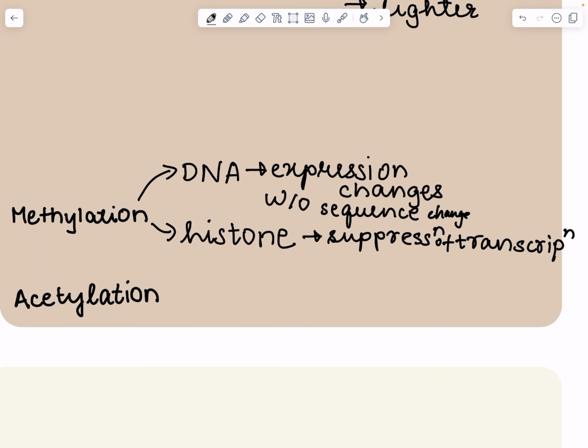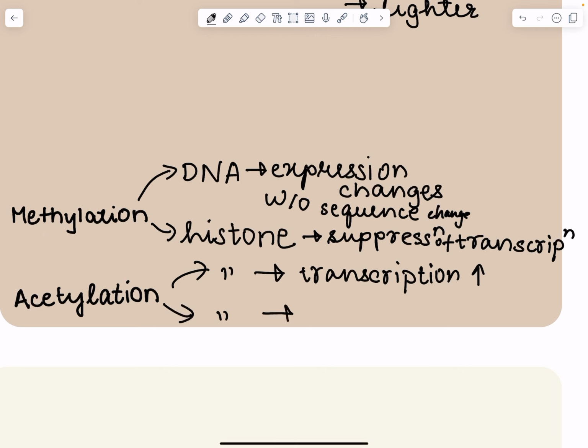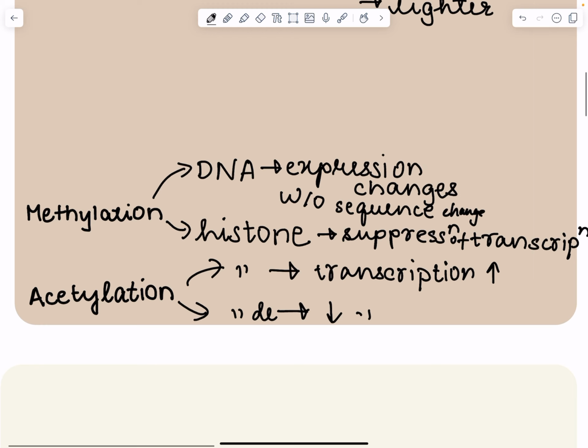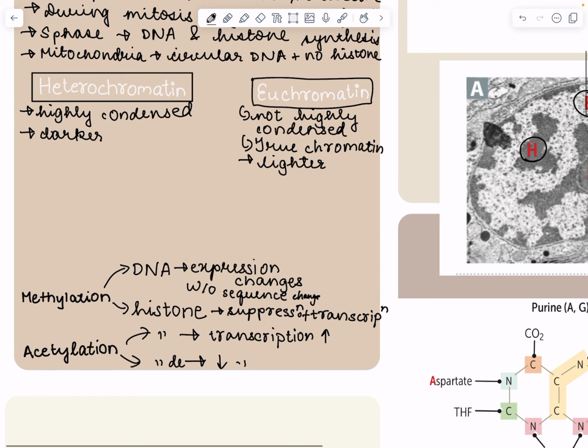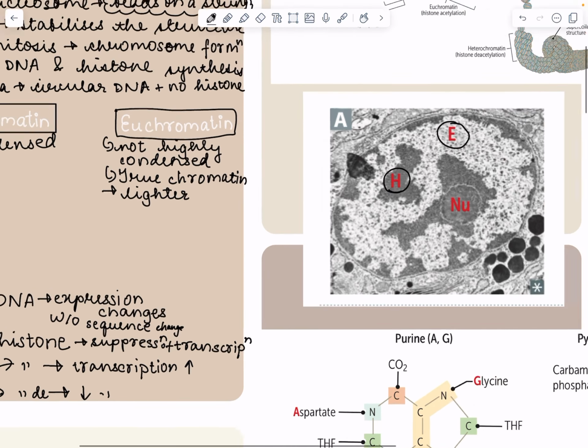And acetylation occurs in histones. So in histone acetylation, transcription will increase. Methylation decreases transcription, but acetylation increases it, and in deacetylation it will decrease. Transcription decreases. So this was about the chromatin structure and heterochromatin, euchromatin, everything that we discussed.